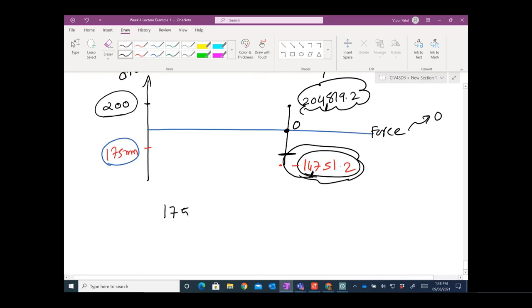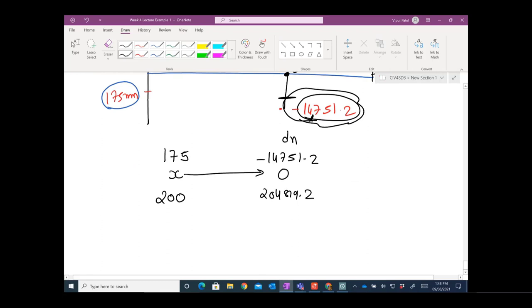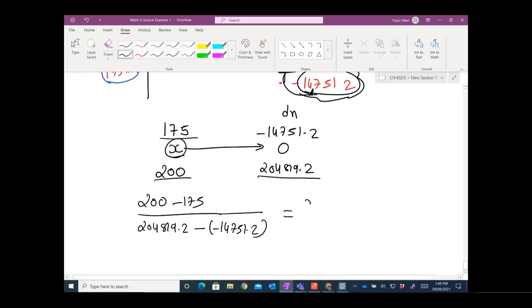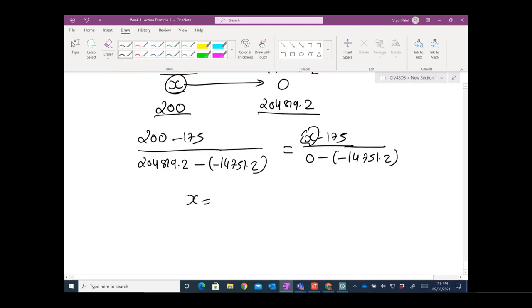Let's say you have 175 millimeters, you get -14,751.2 newtons. If I have 200, then you have 204,819.2. Interpolation: so what would be the DN value when we get zero? That's the question, right? So we can just quickly do it. 200 take away 175 over 204,819.2 take away -14,751.2 is equal to X take away 175 over 0 take away -14,751.2. If you calculate this X value, you get the DN value, which is 177 millimeters.